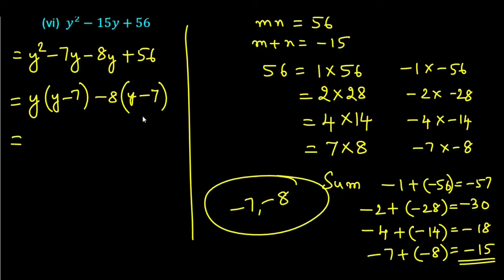Now from these two groups, these two units, we have y minus 7 as common factor. So y minus 7 into, we remain with y minus 8. So y square minus 15y plus 56 can be written as y minus 7 into y minus 8.